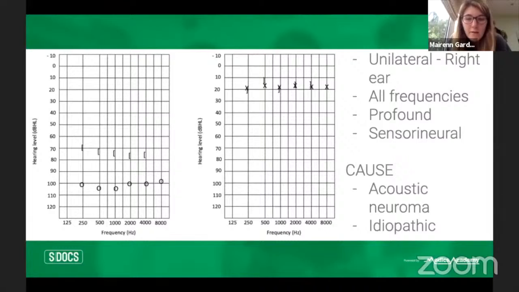Acoustic neuroma is more likely to present with more gradual hearing loss, where over time they develop quite severe, profound hearing loss, whereas idiopathic sensory neural hearing loss is more likely to be sudden onset or rapidly worsening. So this is quite useful to know how to differentiate between these two.